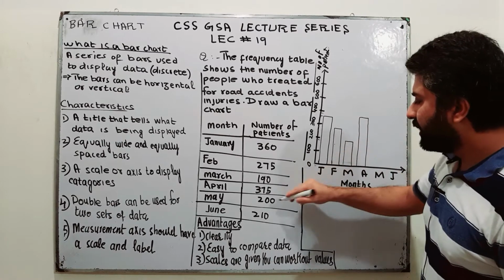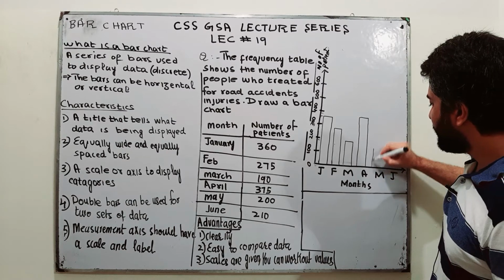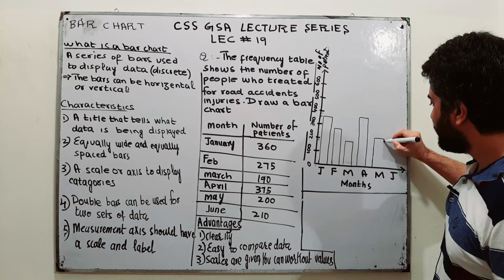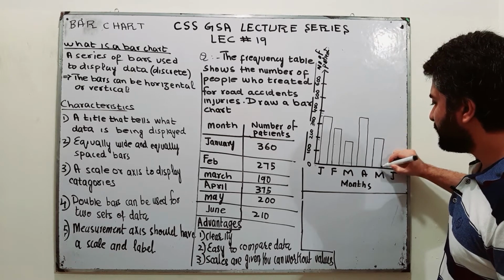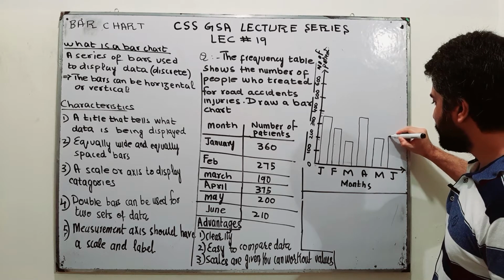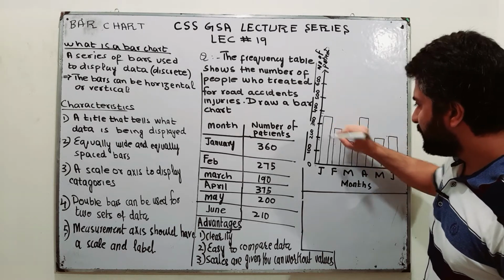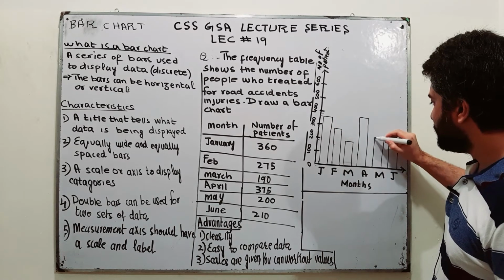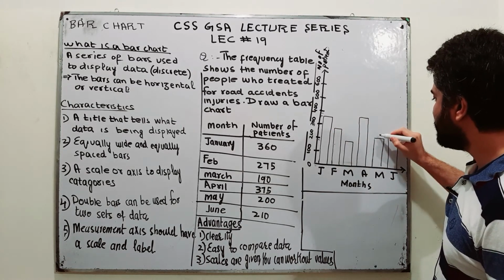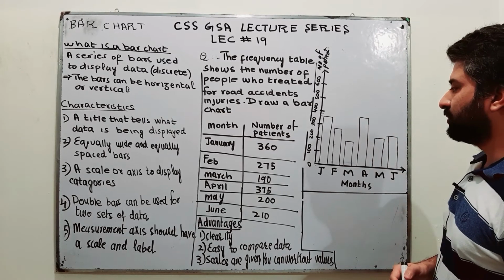Then you have May 200. This is 200. And then June 210, just more than 200. So this is an approximation. So in this way you are basically going to draw your bar graph.